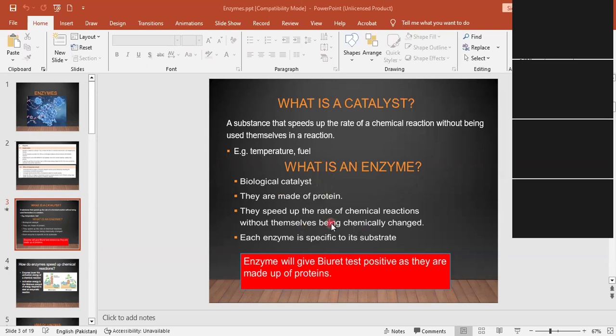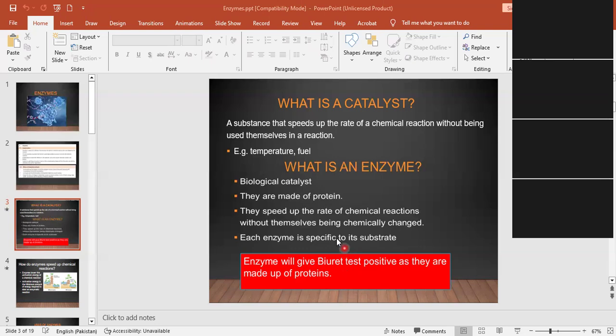All are the key points. Now, in this red box you have seen, I have mentioned enzyme will give the Biuret test. What if I want to test the enzyme for the food test? I want to know which biological molecule the enzyme is made up of. Which test would I do? Biuret test. Why? Because it is made up of proteins, so the Biuret test will give me the positive test.